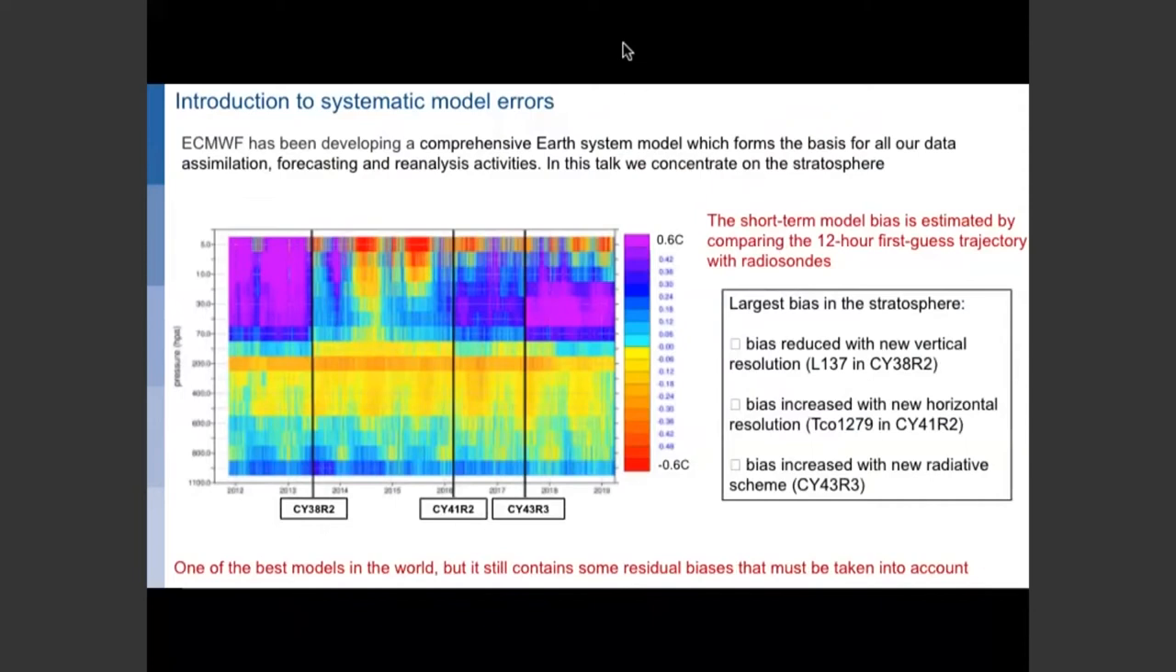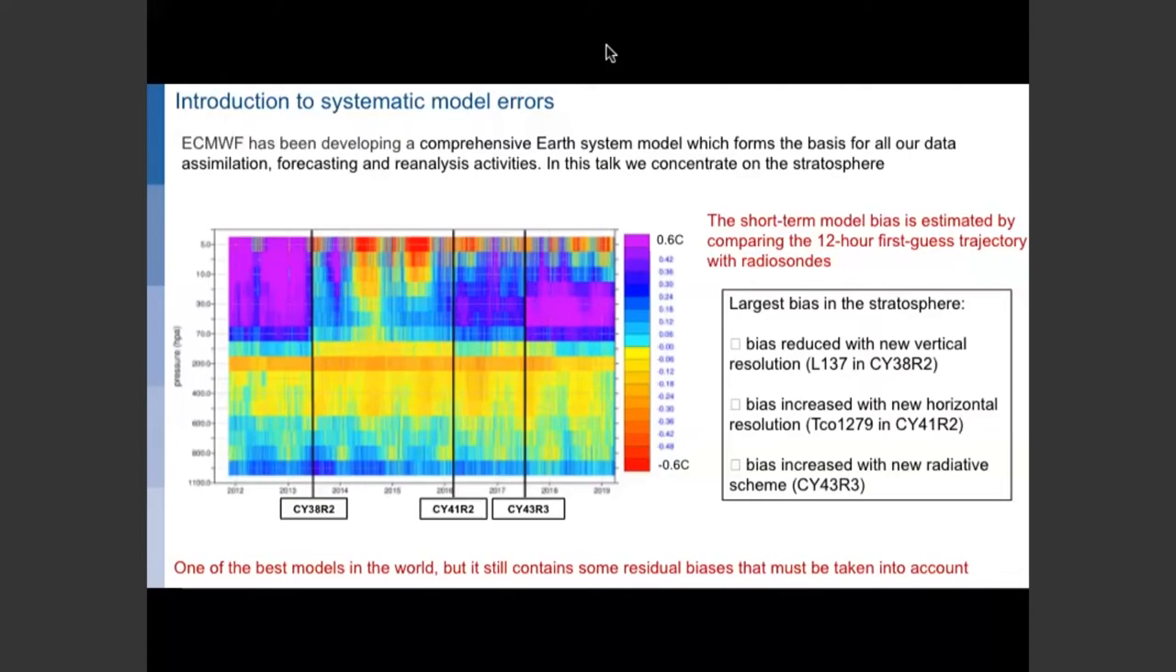As you know, at ECMWF, we've got this Earth system model. During this talk, I will just focus on the atmosphere. And here you've got a plot which is a very long time series. It starts in 2012. And I've plotted the difference between a 12-hour first guess from the atmospheric model with radiosondes. It's just a way to highlight the model biases we've got in the atmosphere. You've got the different pressure levels, from the bottom of the atmosphere up to 5 hectopascal.